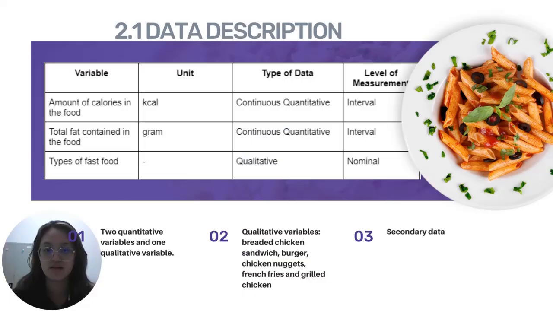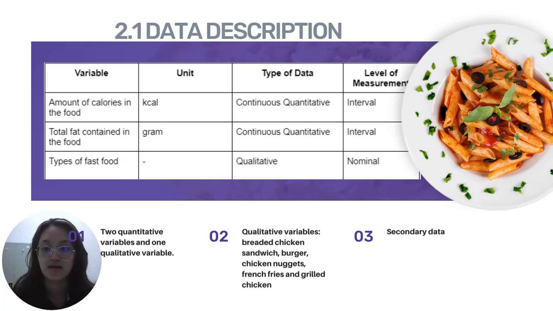Next presentation is our data descriptions. Firstly, the study is conducted by using secondary data, meaning it was obtained from online resources. It consists of two quantitative variables and one qualitative variable. The data included in the qualitative variable are breaded chicken sandwich, burger, chicken nugget, french fries, and grilled chicken. The description of the data obtained is described in the table provided in the slide.